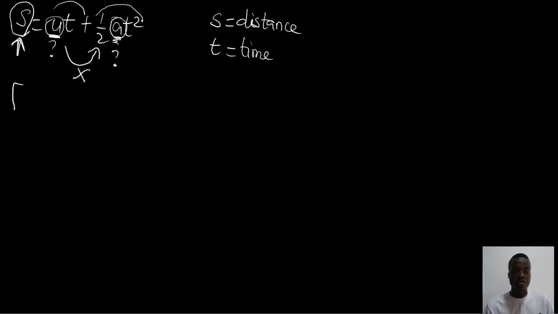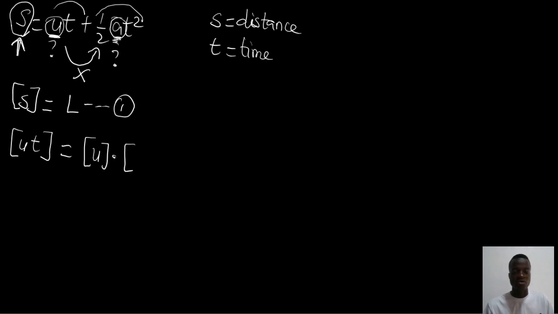So I'm going to first fetch the dimensional expression of the term on the left side, which is S. S is distance, so I'm going to use L. So L is equation one. But the second one is UT. This is the same as the dimensional expression of U times the dimensional expression of T.